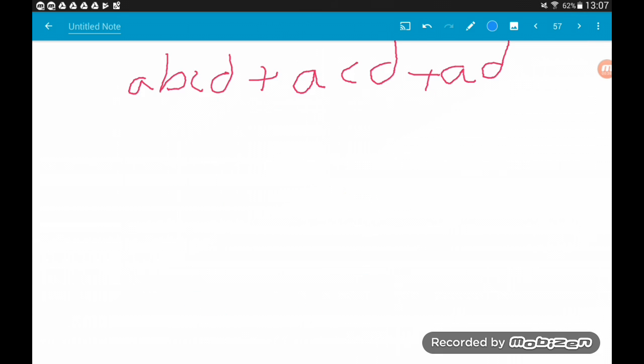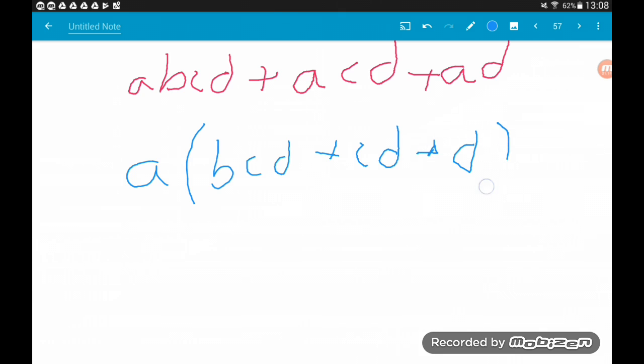Question 3. abcd plus acd plus ad. So we want to factorise this bad boy. Can we spot any common factor to all 3 terms? Well, a pops up in all 3, so we can take a factor of a out. Then we've got a lots of (bcd plus cd plus d) at the end.